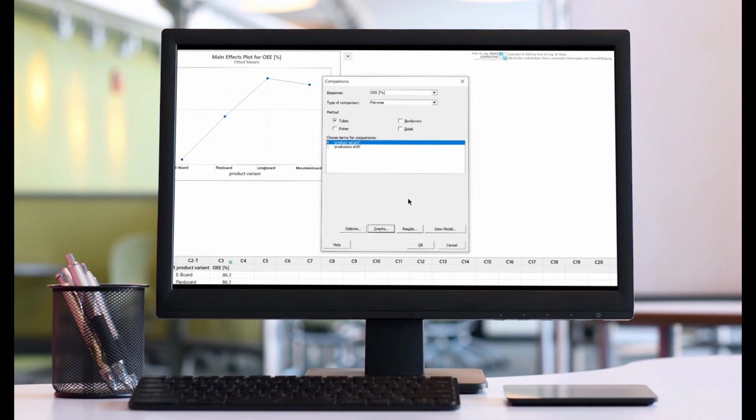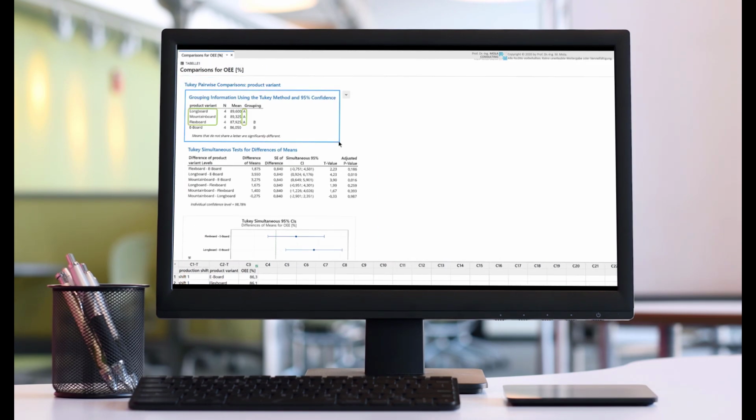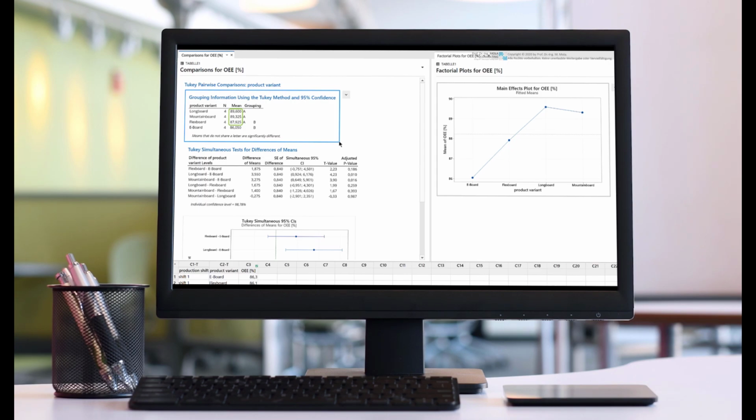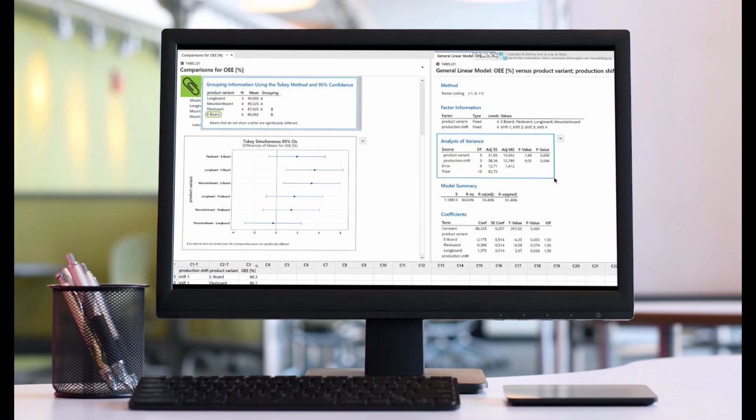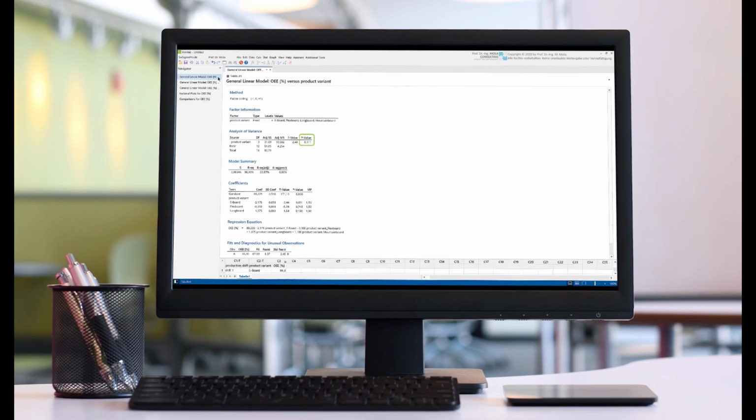option called 4-in-1 diagram. We will also use the very helpful factor diagrams and Tukey's pairwise comparison test to specifically identify which factor levels have significant or non-significant effects on our response variable, overall equipment effectiveness, OEE, based on the corresponding grouping letters and the corresponding so-called graphic Tukey simultaneous test of means.